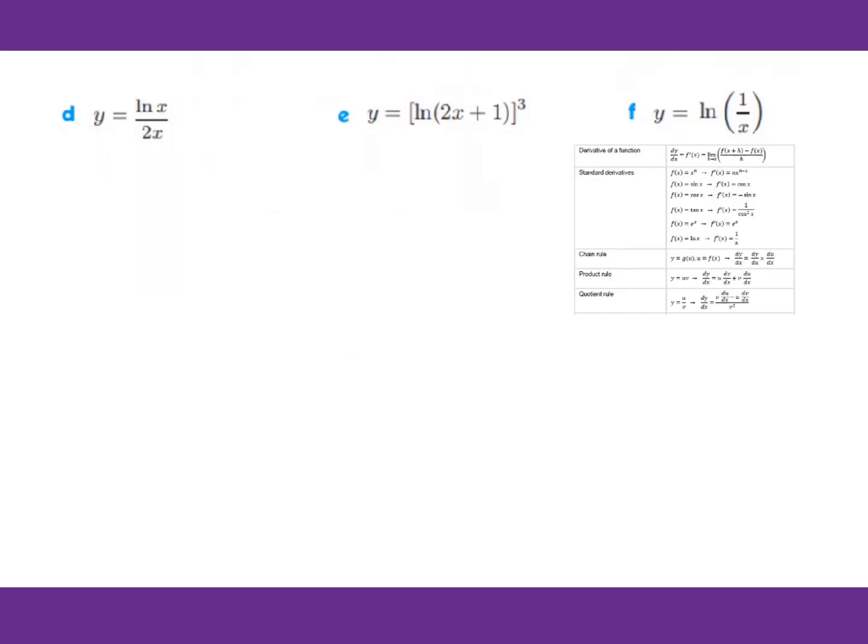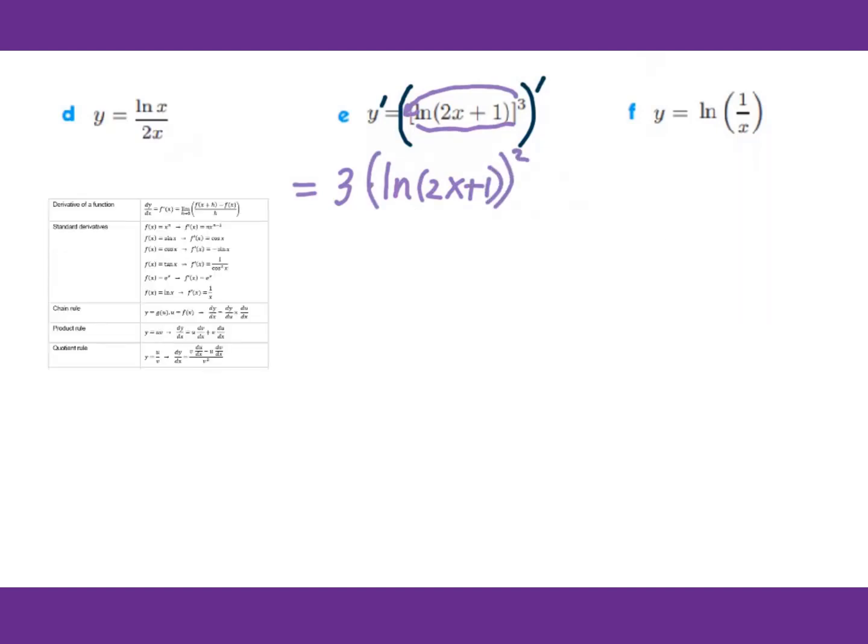Now let's go to e. The derivative of y means the derivative of this function. First of all, you know that this is a cubic function, so you have to use the power rule first. So you will get 3 times natural log of (2x plus 1), then squared. Next step, you have to take the derivative of natural log.